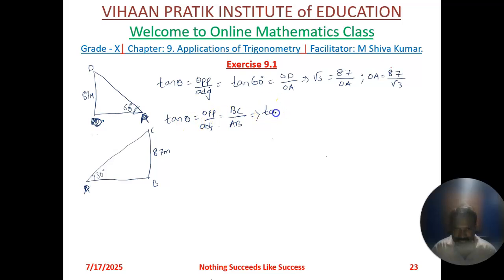The value of tan theta is tan 30. Tan 30 equals opposite BC, BC is 87 meters, divided by AB. AB we don't know, we write it as it is, AB, which equals the value of tan 30, which is 1 by root 3. 1 by root 3 equals 87 by AB. So from this, AB equals 87 root 3.